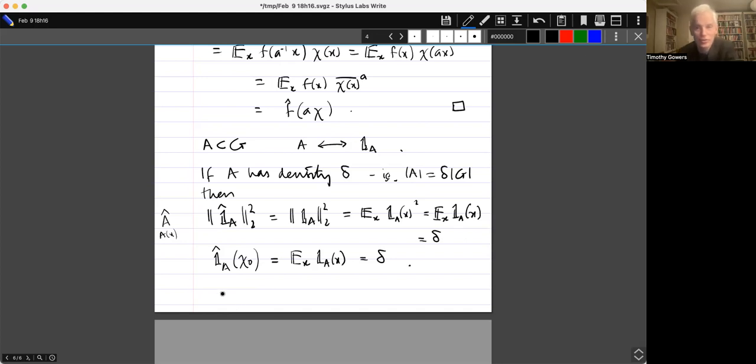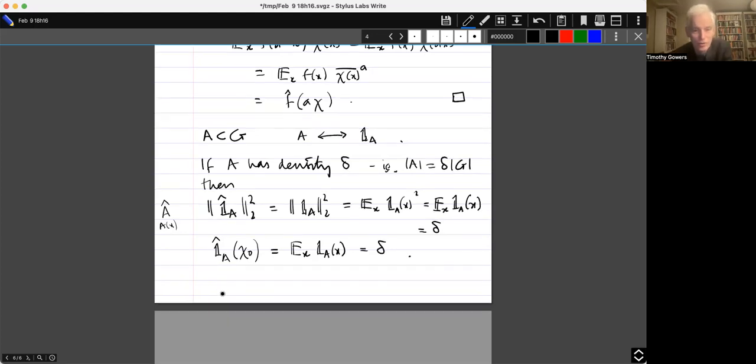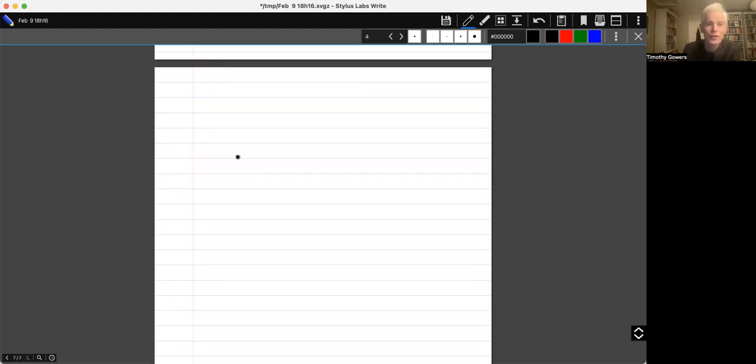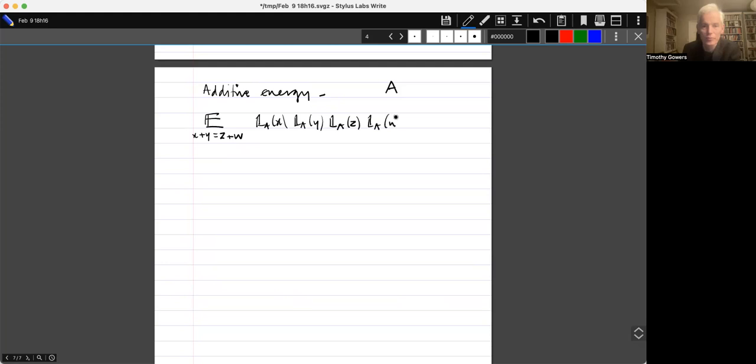So as a last thing to show you in this video, I want to show you a typical example of a kind of concept that we've come across in additive combinatorics that has a Fourier interpretation. And that's the additive energy. Now, what I'm actually going to look at is the quantity. So we've got a set A. I'm going to look at the quantity x plus y equals z plus w of 1A x, 1A y, 1A z, 1A of w.